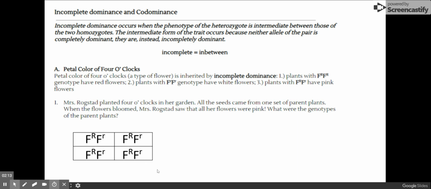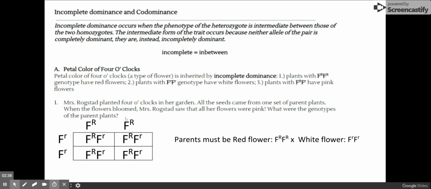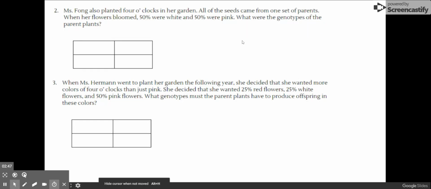So in order to become heterozygous, we know that they're going to get one allele from each parent. So we know that one of those parents is going to be passing on these big R's. They must get the little r's from the other parent. So this is the only way that we could get 100% heterozygous in our offspring. We know the parents must have been the red flower with the homozygous red allele and the white flower, the homozygous white allele.